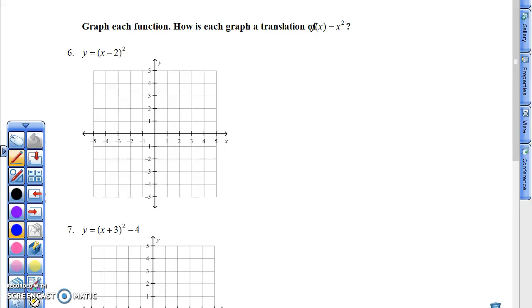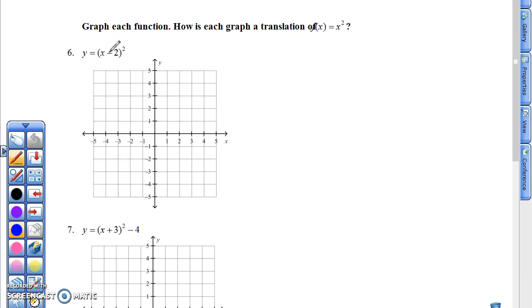Math 2, Module 2, Practice Problems 2.1 to 2.7, Page 2, Questions 6, 7, and 8. Graph each function. How is each function a translation of f of x equals x squared, the parent quadratic function?